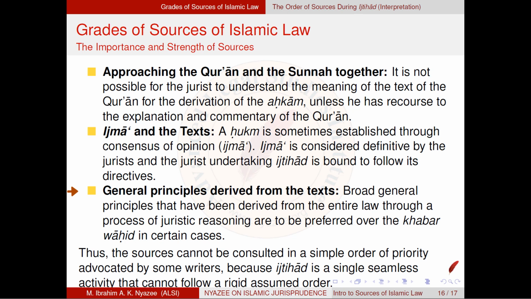General principles derived from the texts. Broad general principles that have been derived from the entire law through a process of juristic reasoning are to be preferred over the khabar wahid in certain cases. The jurist must first consult general principles before he goes to the other sources. Thus, the sources cannot be consulted in a simple order of priority advocated by some writers because ijtihad is a single seamless activity that cannot follow a rigid, assumed order.